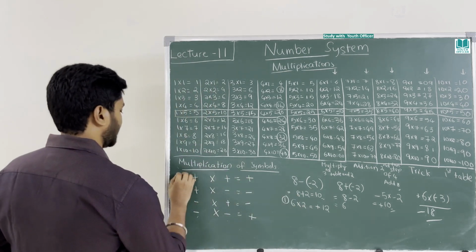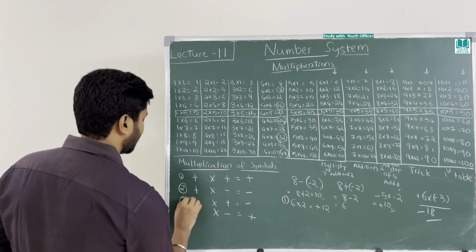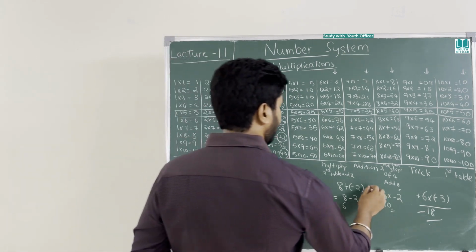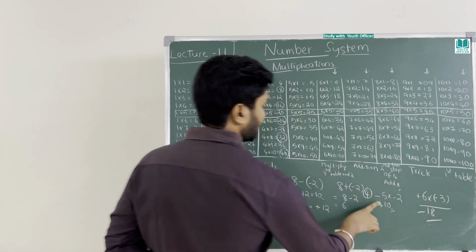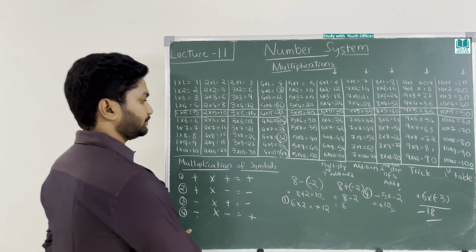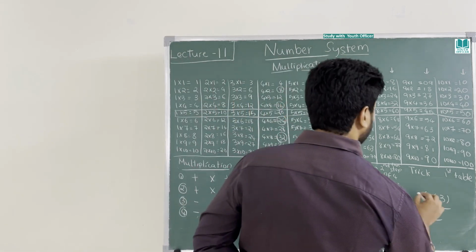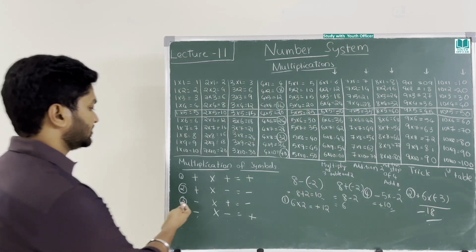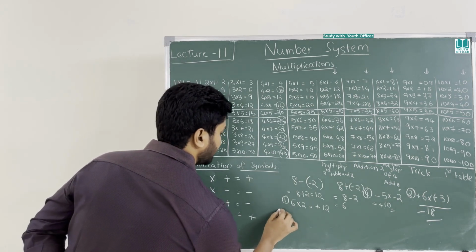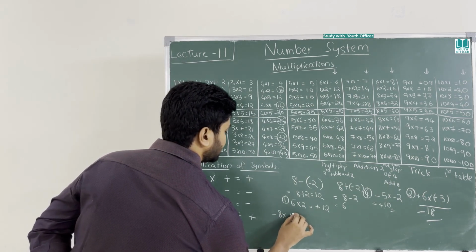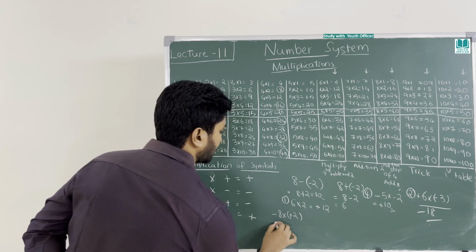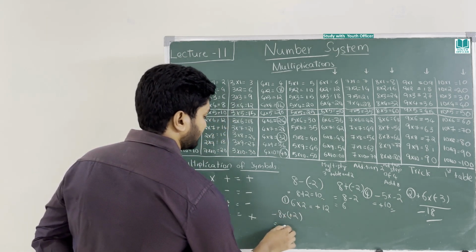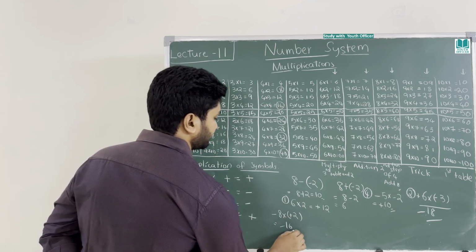This is for the first one. I'll show you the examples I have taken. This is the first symbol. This example is for the fourth one. This example is for the second one. I'll take the third one and take an example also. Minus 8 into plus 2. What would you do? Minus into plus is minus, 8 2s are 16.